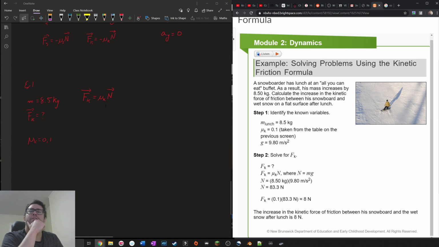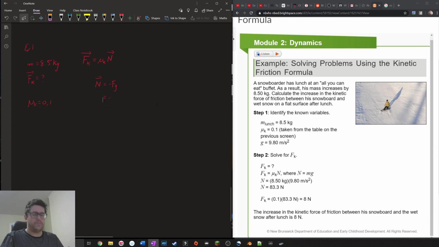Okay, so I'm almost ready. I've got mu k. Now I need n. What is n? I can't see n. We're going to get our formula for n. So n is the opposite of Fg, the gravity. This is the snow pushing back. So n is minus Fg, in this case minus mg, which is minus m is 8.5, g is minus 9.8.